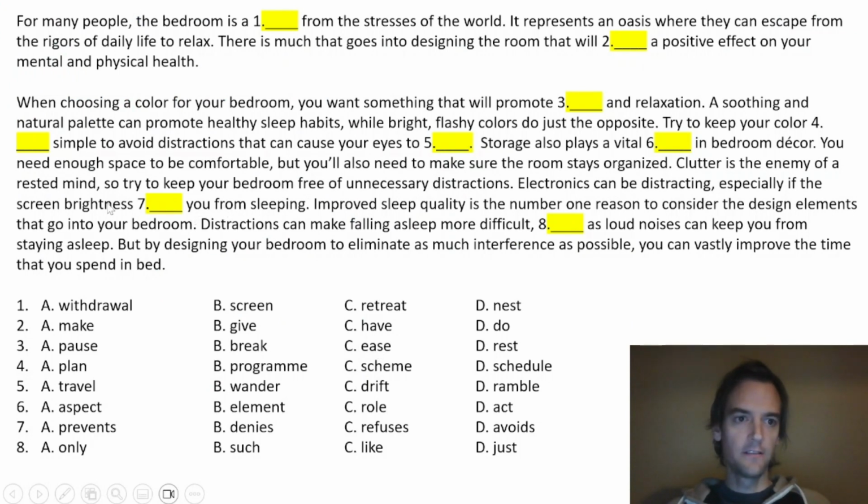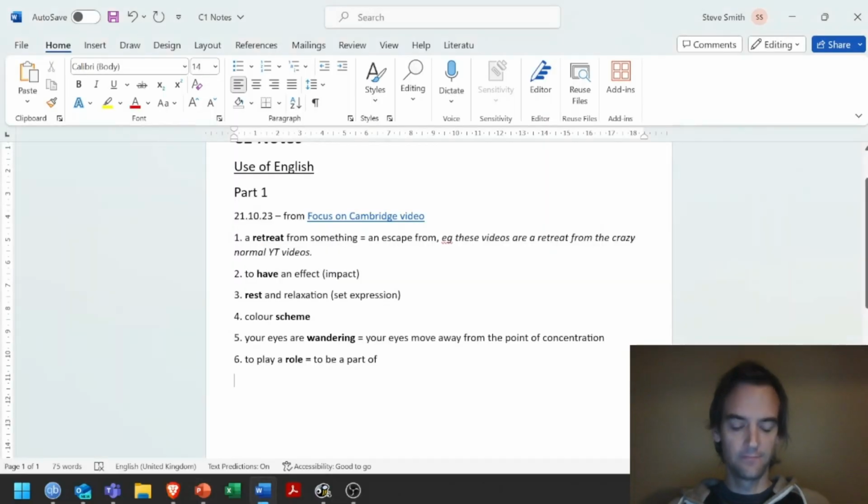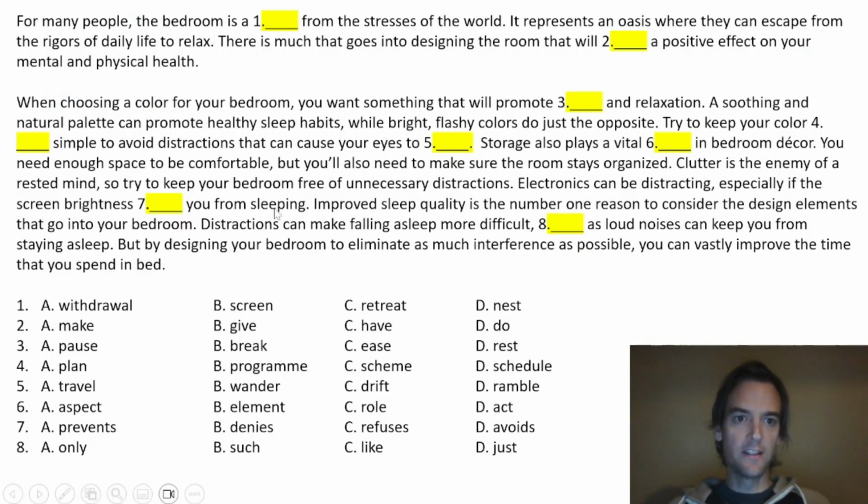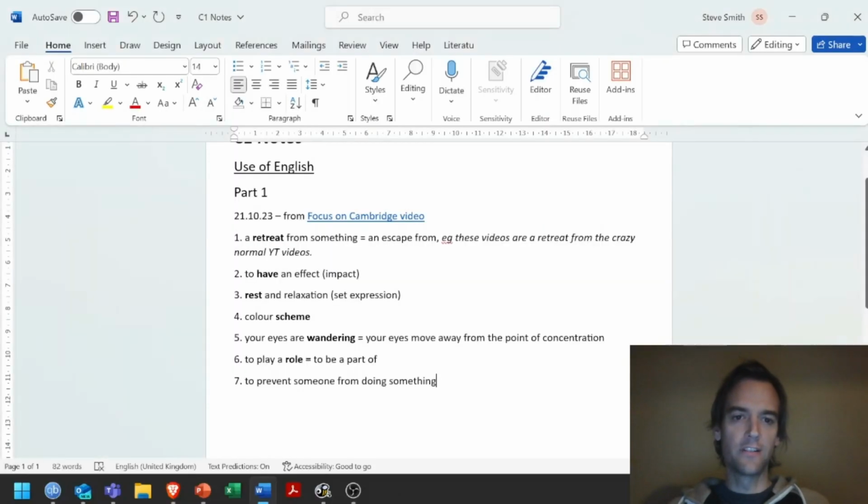Number 7, your screen brightness will blank you from sleeping. Well, what goes with from? Prevent, of course, a very common C1 expression. To prevent someone from doing something. But notice how I'm writing it down. Prevent you from sleeping. I want to understand the whole expression because this is on part 1. It's also on part 2, part 4.